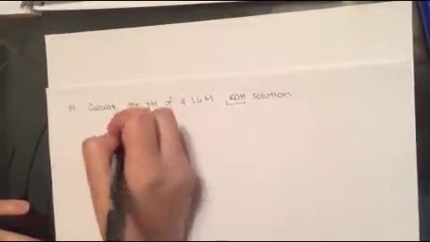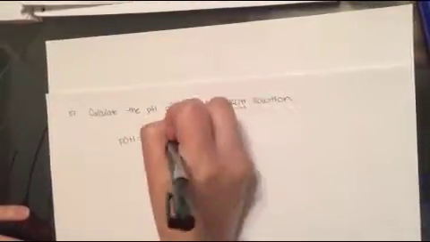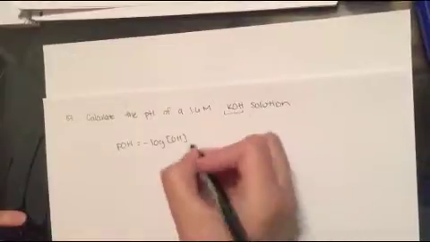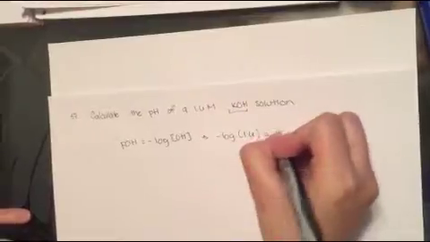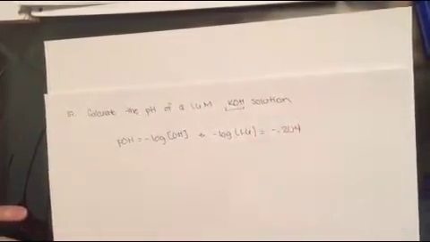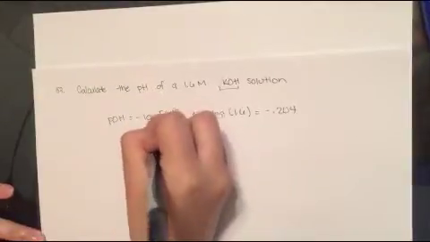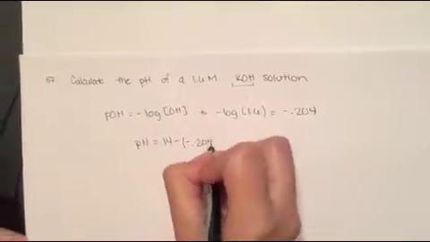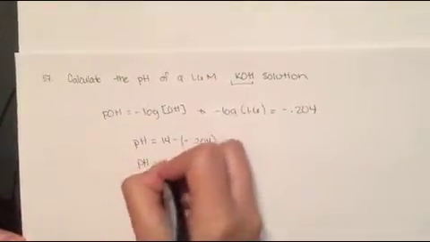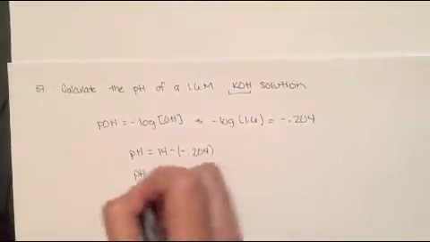Calculate the pH of a 1.6 KOH solution. So for this one, since it's KOH, you're going to be calculating first the pOH, which is the same as the pH equation, the negative log of the OH concentration. So this is the negative log of 1.6, which gives you negative 0.204. And then from here, to get your pH, you subtract it from 14, but since it's negative, you will be adding it. So your pH is 14.21.